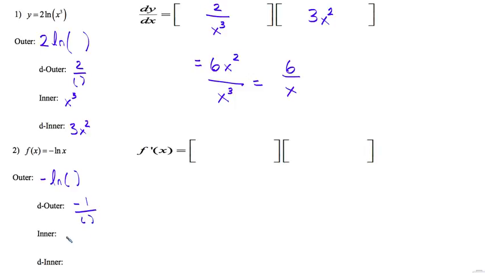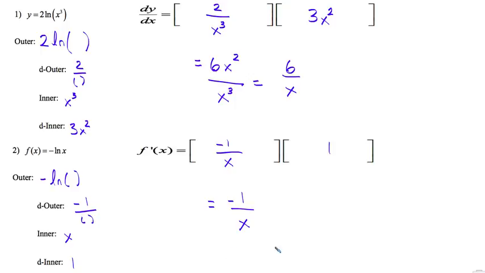The inner is going to be x. The dinner is going to be 1. All right, doubter times dinner. Negative 1 over that something. What is that something? That something is x. By the way, if there are no parentheses, you can assume it's whatever is directly after the natural log, to make myself clear here. Okay, we got the doubter. Dinner is 1. Final answer is negative 1 over x.